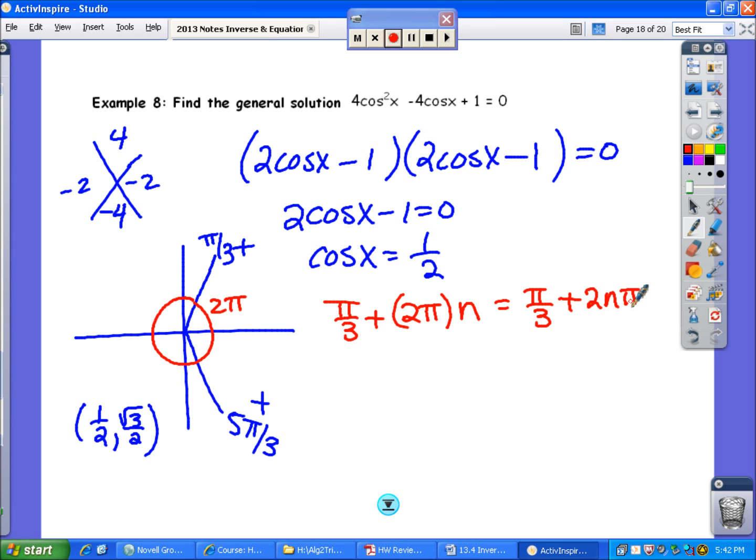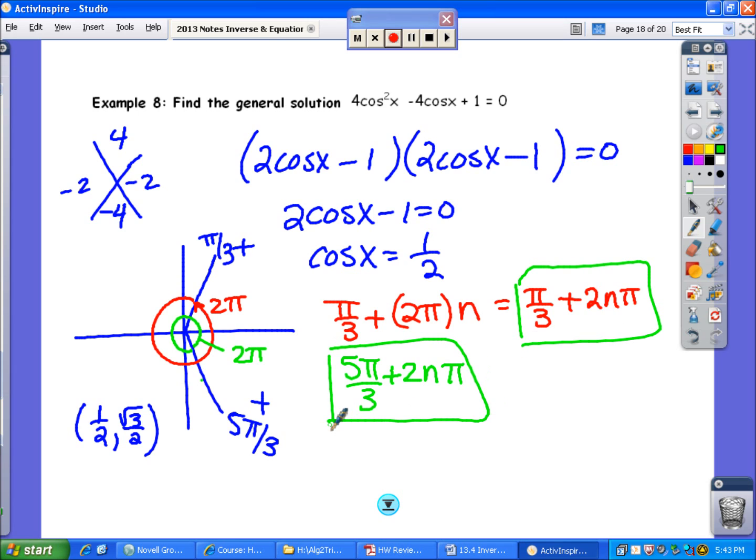All right, same thing with our 5 pi over 3. So how are we going to get back around to that angle? We're going to have to go all the way around again. So here again, we're going to be a multiple of 2 pi. So it's going to be 5 pi over 3 plus 2n pi. Both of these are my answers. Okay, so with the cosine, you're going to have to do a multiple of 2n pi for your general solution. Okay, a couple more problems.